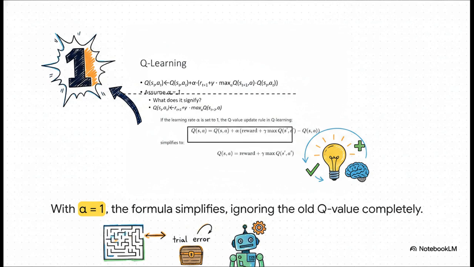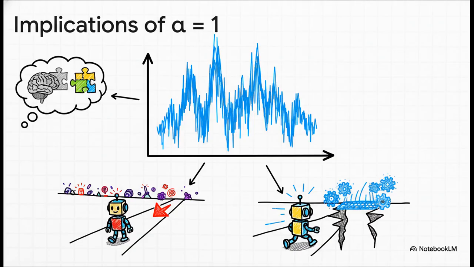Well, when we plug 1 in for alpha, the math gets way simpler. That whole first part of the formula that looked at the old Q value, it just vanishes. The new rule is super direct. The new Q value is just the reward you got right now, plus the discounted reward you expect in the future. In other words, whatever the agent used to think about this move is completely thrown out the window. So what does this actually mean for our agent's behavior?